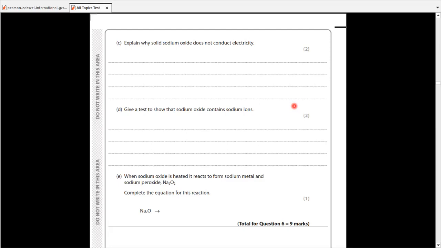When sodium oxide is heated, it reacts to form sodium metal and sodium peroxide, Na2O2. Complete the equation for this reaction. Okay. So let me try and do this on my notebook. Sure. Sodium oxide is heated to form sodium metal and sodium peroxide.